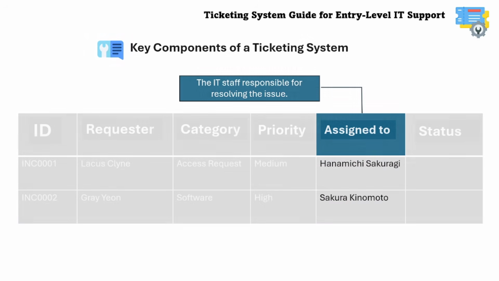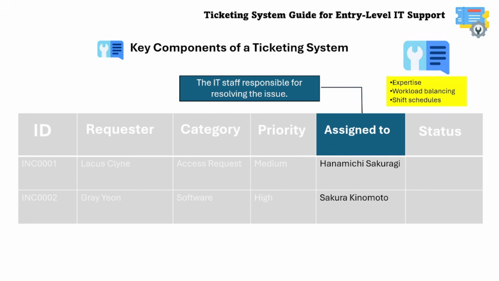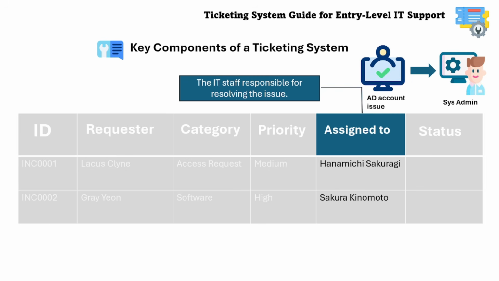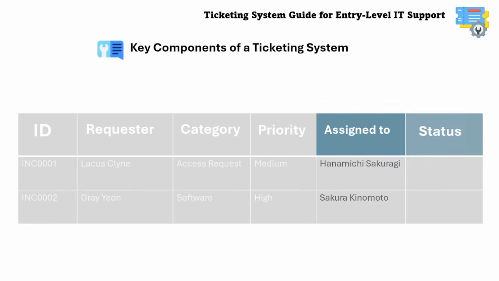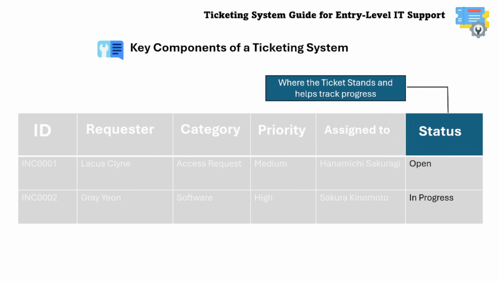Next component is the assigned technician or who handles the issue. The ticket system assigns the request to the right technician or team based on expertise, workload balancing, and shift schedules. For example, a ticket about Active Directory account issues is assigned to a systems administrator instead of a help desk technician. Last is the ticket status or where the ticket stands. A ticket status helps track progress and avoids confusion.